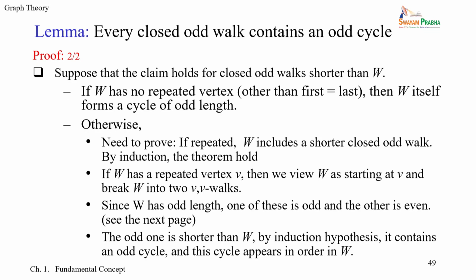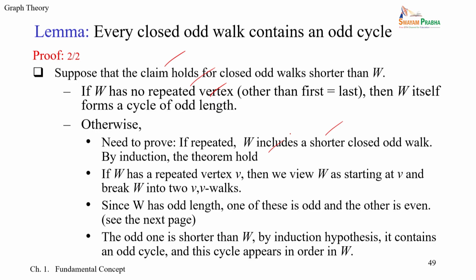Next theorem: every closed odd walk contains an odd cycle. Suppose that the claim holds for closed odd walks shorter than W. If W has no repeated vertex, then W itself forms a cycle of odd length. Otherwise, we have to prove that if a vertex is repeated, W includes a shorter closed odd walk. By induction, the theorem holds.